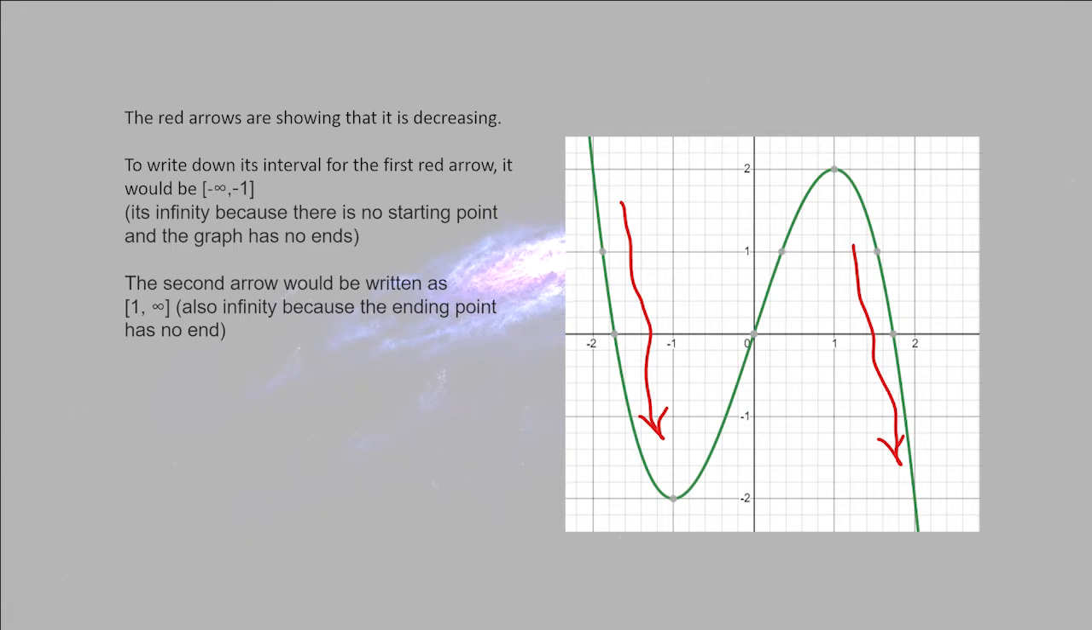To write down its interval, for the first red arrow, it will be -infinity to -1. It's infinity because there is no starting point and the graph has no ends. The second arrow will be written as 1 to infinity, also infinity because the ending point has no end.